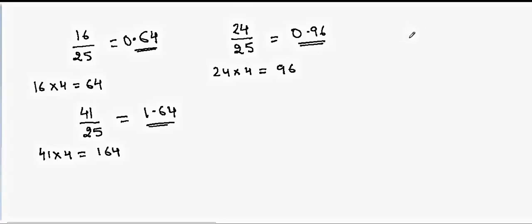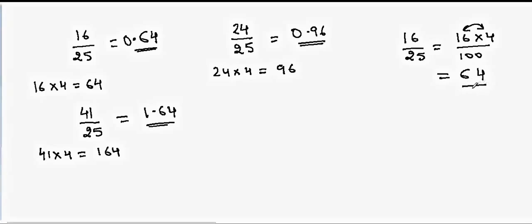So again, the trick is simplified like this. If I have 16 and I want to divide by 25, that's equal to 16 into 4 divided by 100. So I'm multiplying these two numbers and dividing by 100, and that's why I put a decimal after two digits from the right. So it's equal to 64 divided by 100, and that's equal to 0.64.